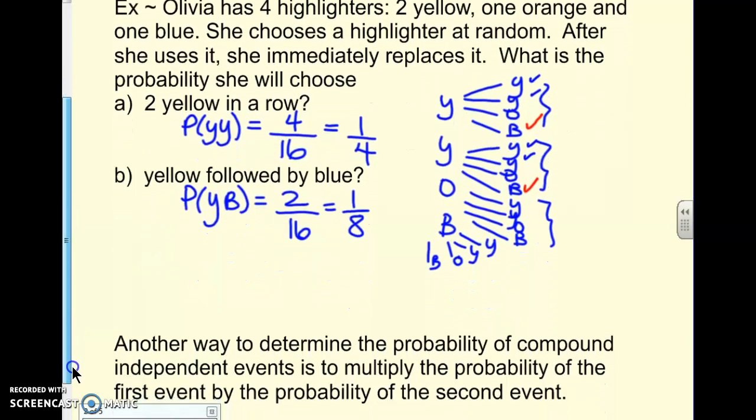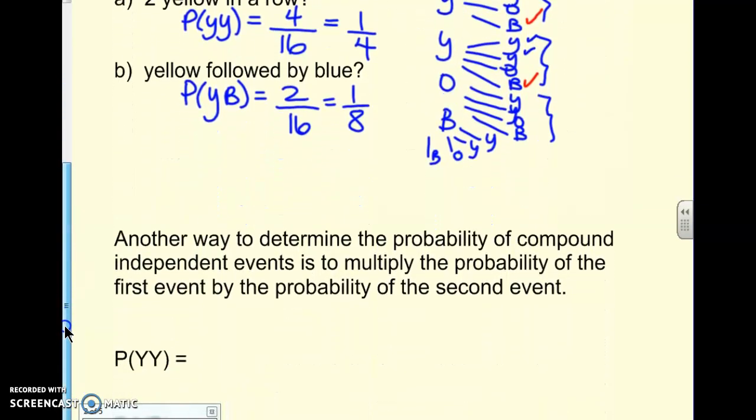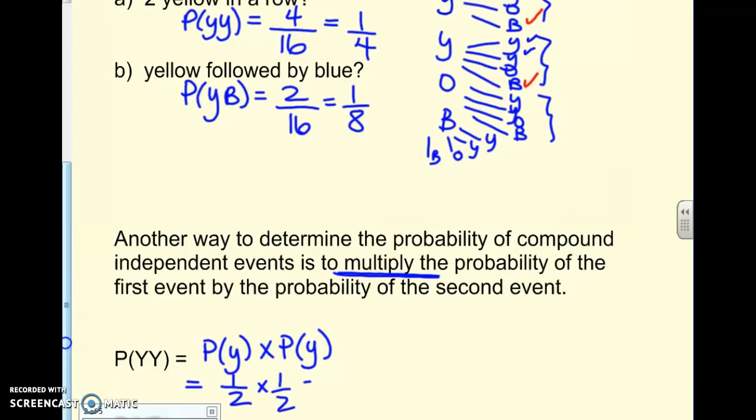Another way of solving this same problem with these double events is that you can use multiplication if they're independent events. So the probability of getting yellow would be the probability of drawing yellow times the probability of getting another yellow. So my probability overall is 2 out of 4, or 1/2. And if I multiply that by 1/2, I got the 1/4 that I got when I solved it in the first place.